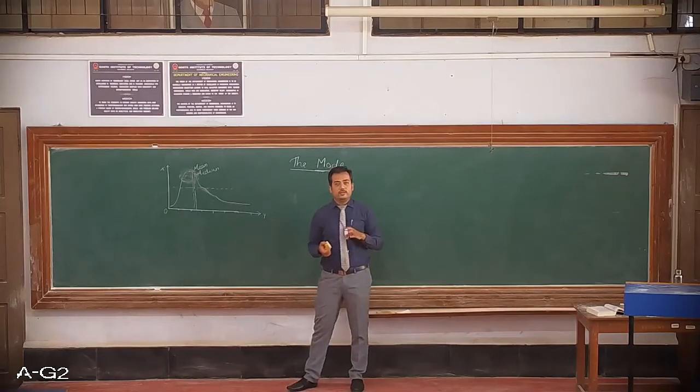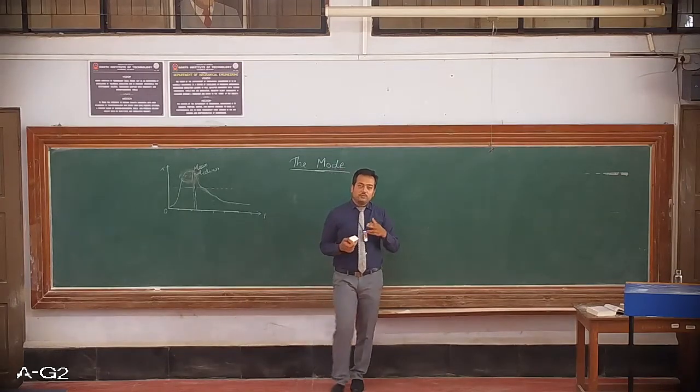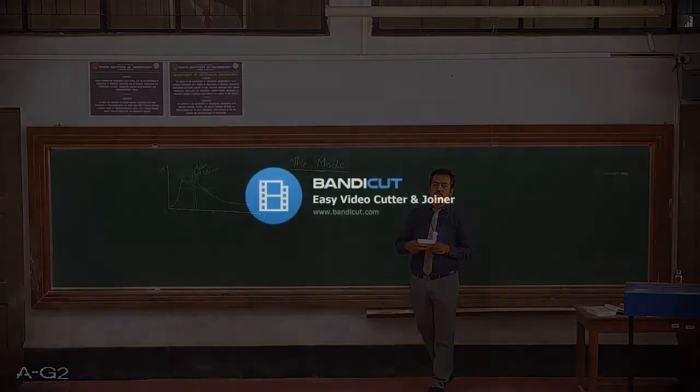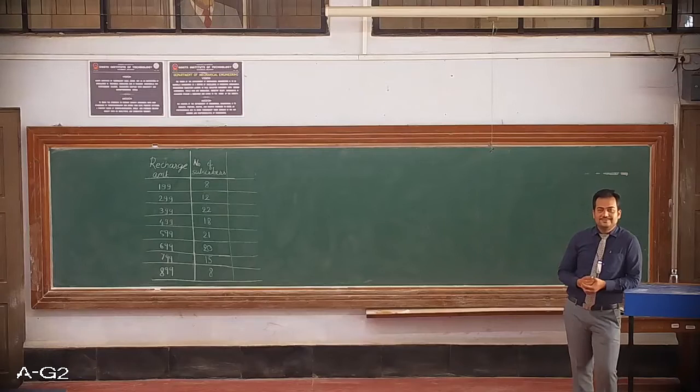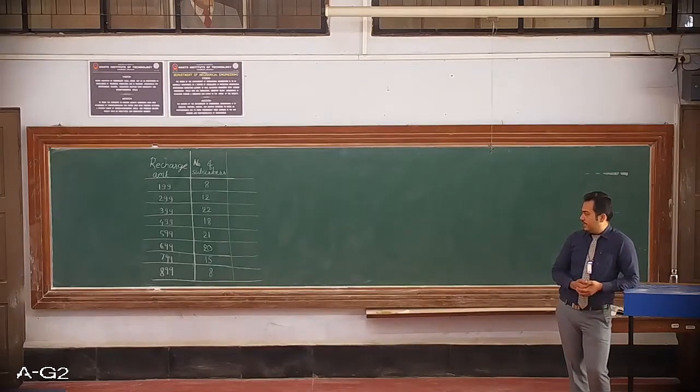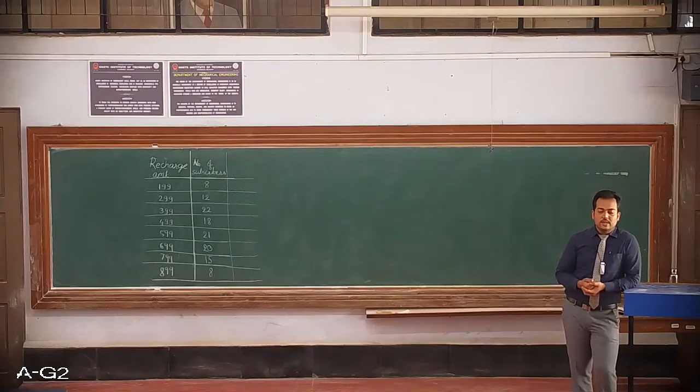where the modal value is not clearly seen, and we have to calculate using a method. Have a look at this example. This is the data about the number of subscribers for the different kinds of recharge amounts, starting from 199 to 899. The number of subscribers given are 8, 12, 22, 18, 21, 20, 15, 8. These are the frequencies given.